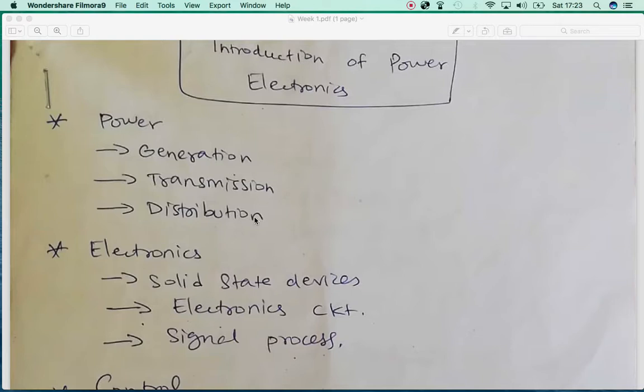When the transmission line reaches the city where the power has to be distributed, it is being stepped down by the step down generator to a lower voltage, and then being provided to the commercial or industrial users or to the domestic users by further stepping down the power to 220 volts.